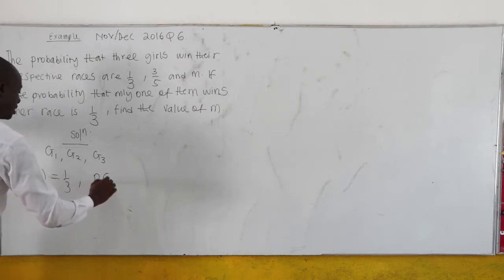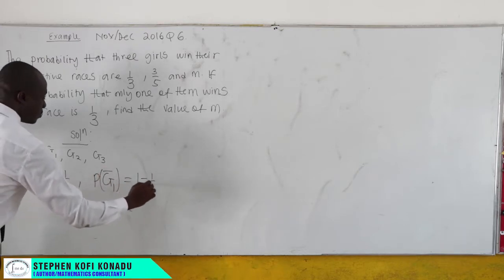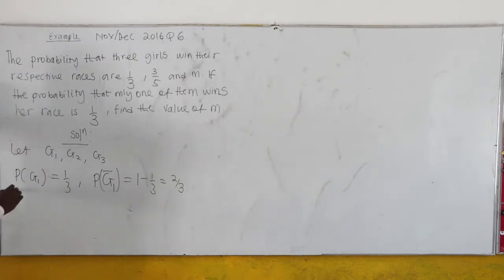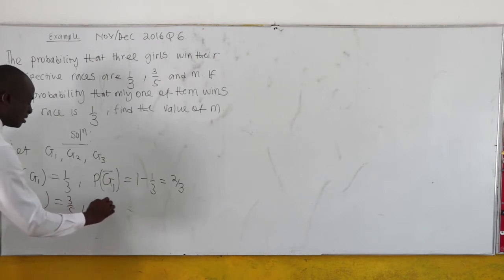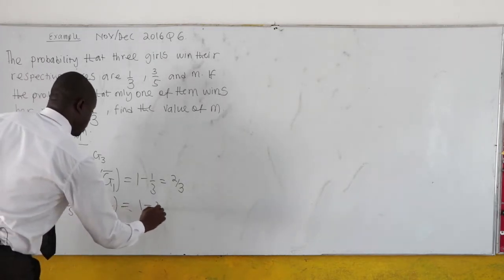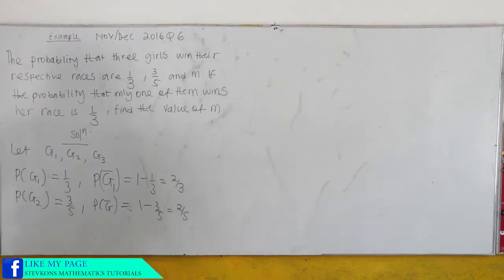So let's see, probability that the first girl doesn't win the race, that will be 1 minus 1 over 3. And this is just 2 over 3. Now, the probability that the second girl wins her race is 3 over 5. Now, the probability that she doesn't win her race, that will be what? 1 minus 3 over 5. And this is just 2 over 5.